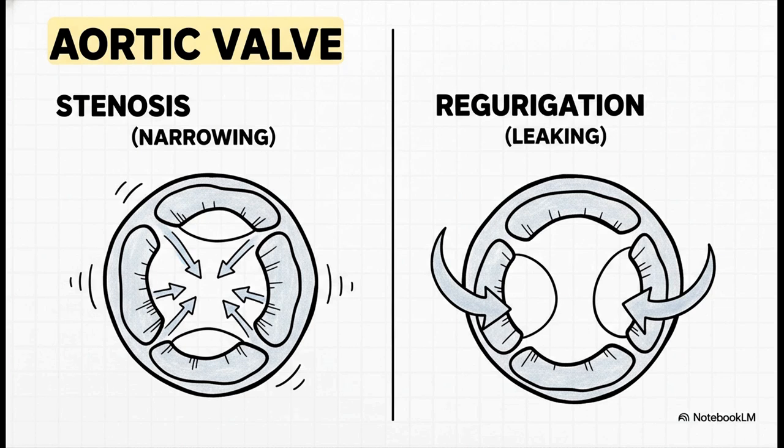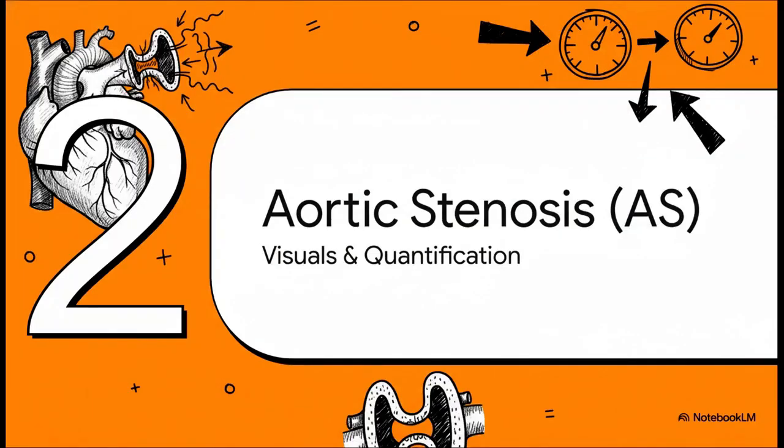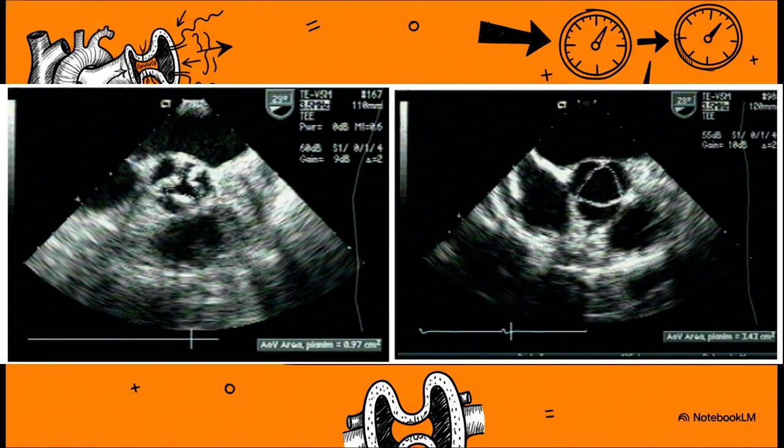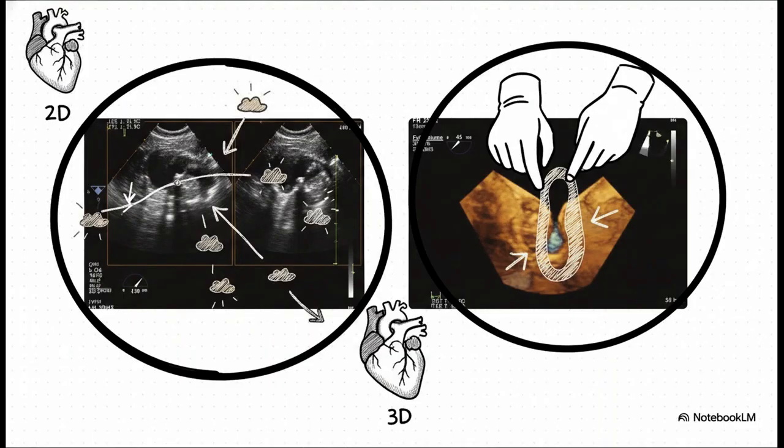It's such a common site for problems, and knowing how to properly assess both stenosis and regurgitation here is just non-negotiable for any anesthesiologist who uses TEE. Let's kick things off with aortic stenosis. Our approach is always twofold. First, we have to visually identify the classic signs, the changes to the valve itself. And second, we use the power of Doppler physics to actually put a number on it, to quantify just how bad the obstruction is.